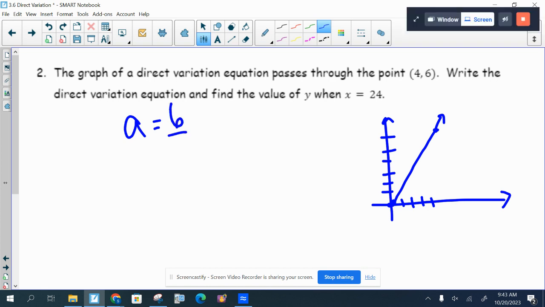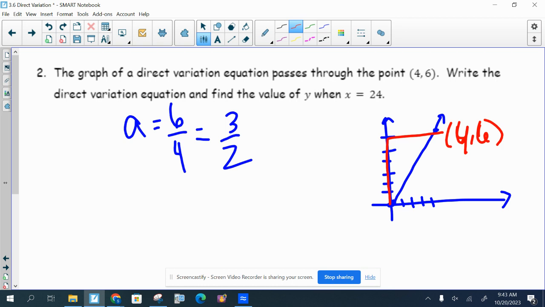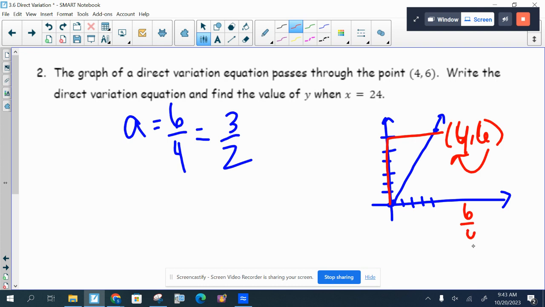6/4, which we will reduce to 3/2. Yes, because you're going up 6 over 4. Oops, this is 4, 6. So if you notice, you might notice this too in your homework, it's really just the y divided by the x. Because when you do slope, you do y minus y, x minus x, but your second coordinate is just 0. So it ends up being just 6 divided by 4, and then always reduce.